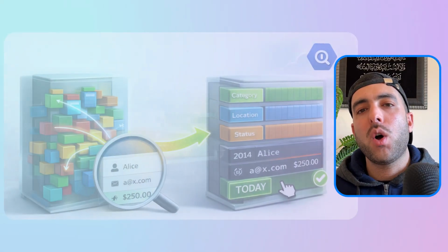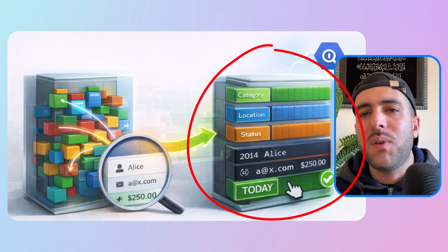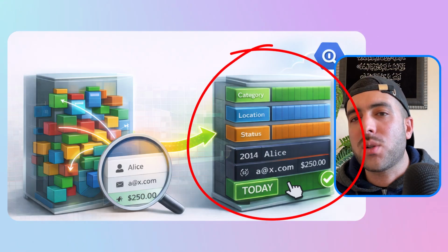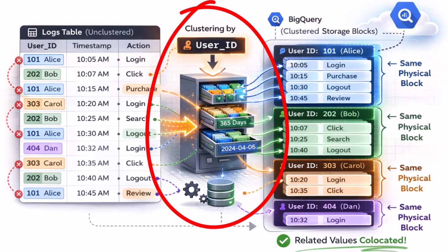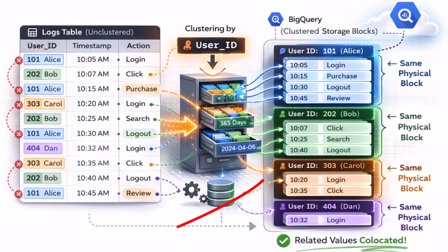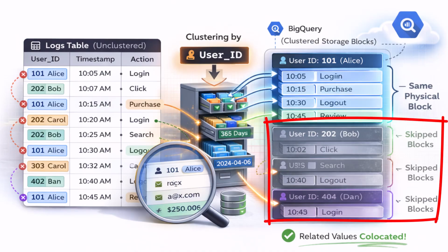Now, the real magic happens with clustering. While partitioning defines the physical boundaries of the data, clustering optimizes the internal storage blocks, ensuring that the related values are collocated for faster retrieval. For example, if you cluster your logs by user ID, BigQuery stores all entries for that user in the same physical block. This means when you run a query for a specific user, the engine doesn't just skip dates, it skips blocks within those dates.